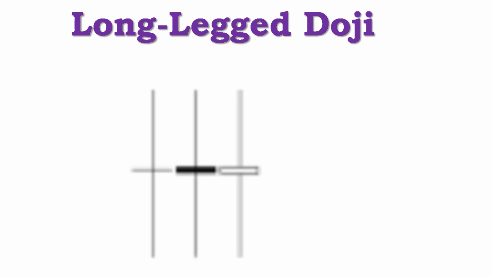Next candlestick pattern, long-legged doji. This candlestick has long upper and lower shadows with the doji in the middle of the day's trading range, clearly reflecting the indecision of traders.